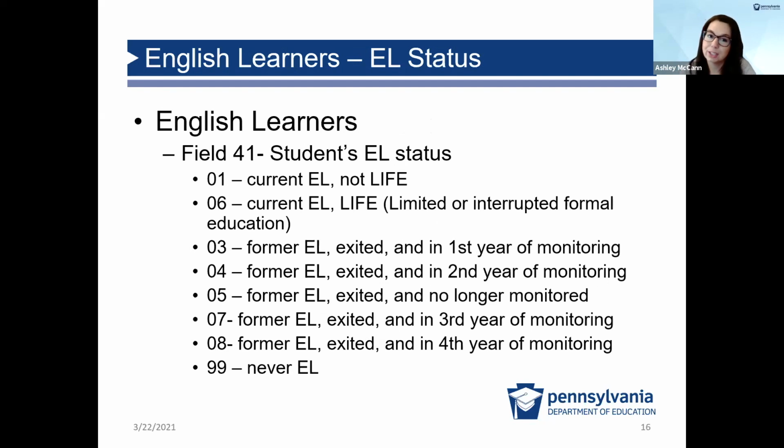Next, I'll talk about English learners. So field 41 of the student and student snapshot templates collects the student's EL status. So there are 2 for current EL, 1, that's 01 and 06. And then we track the first 4 years of monitoring, former EL exited and in first, second, third, or fourth year of monitoring. Former EL exited and no longer monitored, which cannot happen until after the fourth year of monitoring, or 99 never EL.